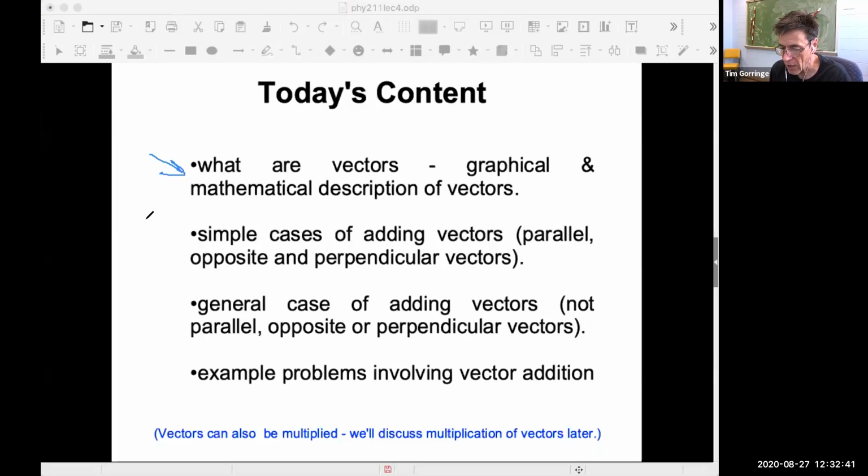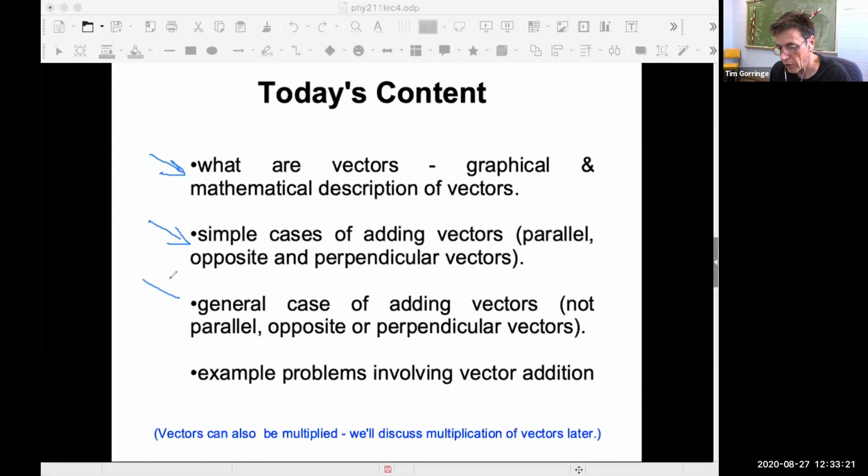And then, second bullet here, we're going to look at some simple cases of adding vectors. We're going to add vectors when the vectors are parallel, when they're opposite one another, and when they're perpendicular to one another. Now, those are special cases of adding vectors, but they're actually very common and very important cases, and it's useful to know the shortcuts for adding vectors when you've got these simple arrangements of vectors with them being parallel or opposite or perpendicular to one another.